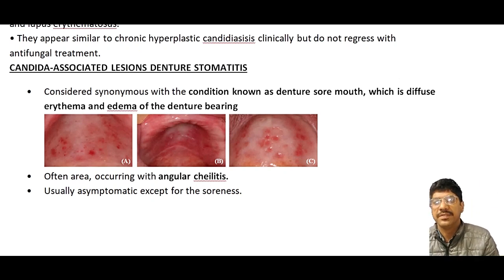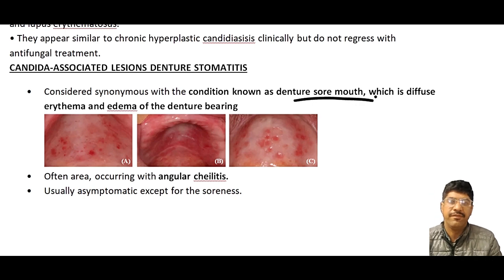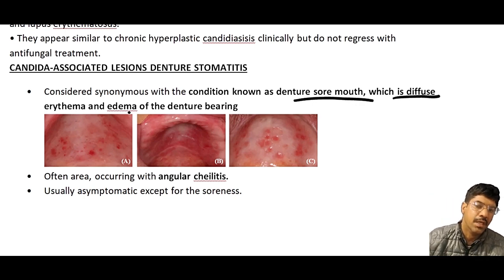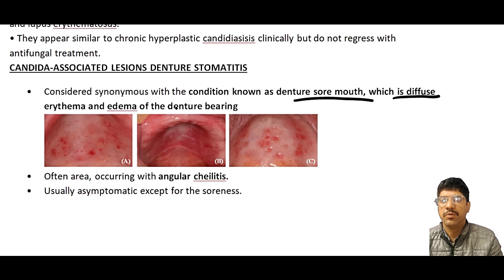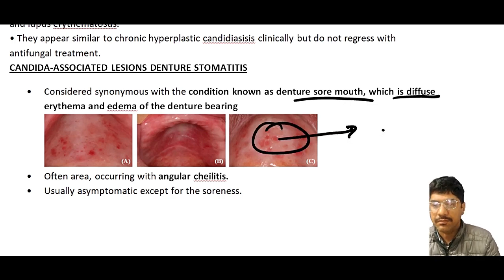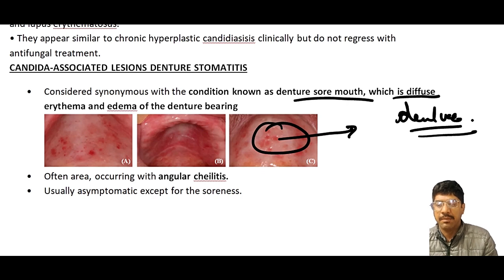It is also known as denture sore mouth, that is a diffuse erythema and edema of the denture bearing area. It is common in people who wear dentures. Denture stomatitis is basically a red and swollen area underneath the denture. The swelling and redness often happen where the denture touches the gums. Sometimes people may have cracks or sores at the corner of their mouth.